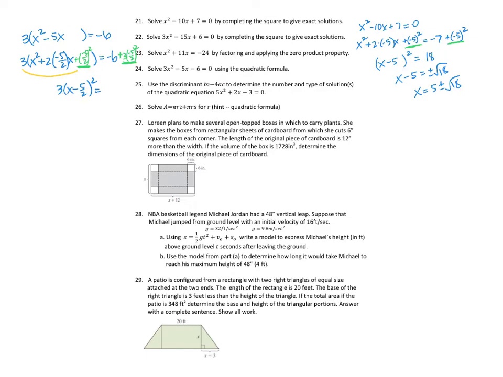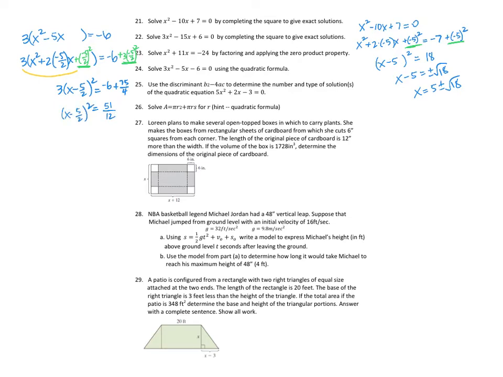So that's going to be negative 6 plus 5 squared is 25 times 3 is 75. 2 squared is 4, so 75 fourths. So negative 6 plus 75 fourths is equal to 51 fourths. And then I'm going to divide by 3. So 51 twelfths is equal to x minus 5 halves squared.